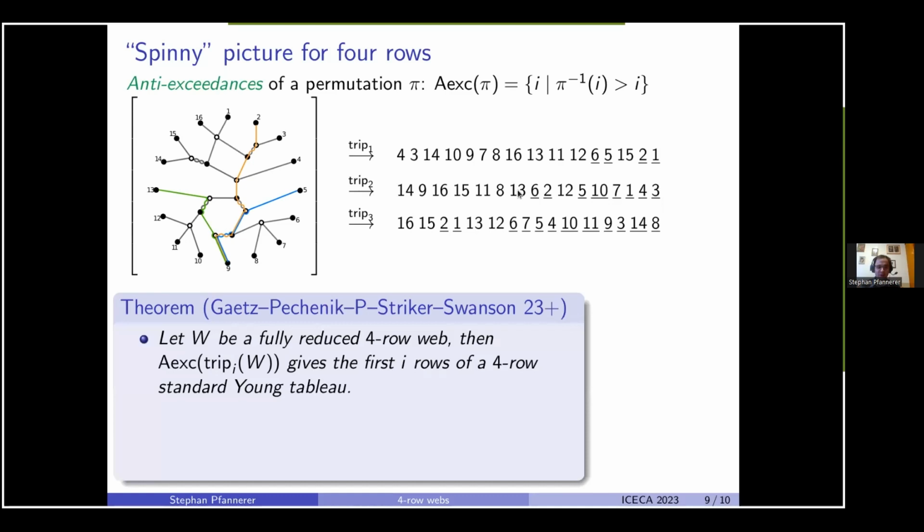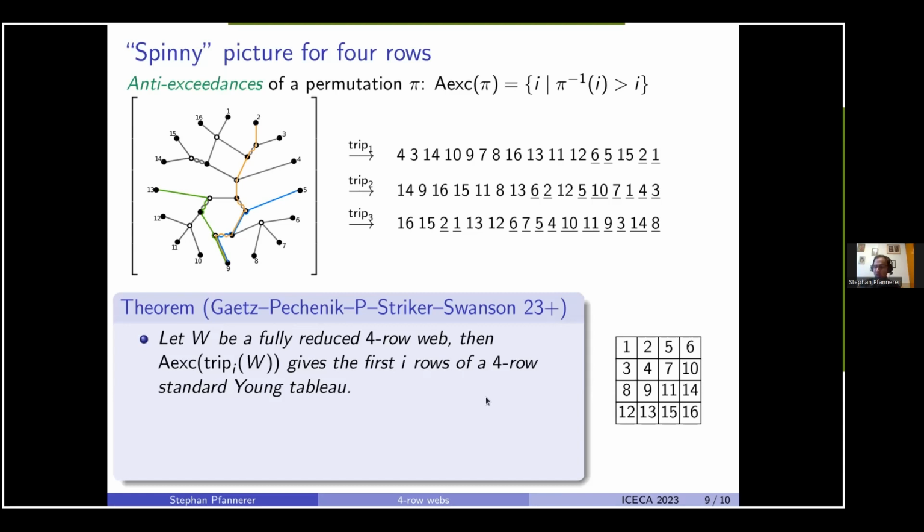And it actually turns out, if we take a fully reduced web and we look at the anti-exceedances of trip i, this gives us the first i rows of a 4-row standard Young tableau. So applied to this example, 1, 2, 5, 6 is our first row. Then we look at what extra we get, 3, 4, 7, 10, and these go into the second row. And what we get in trip 3 goes into the third row. And then what's left goes into the fourth row. And this gives us a nice standard Young tableau.